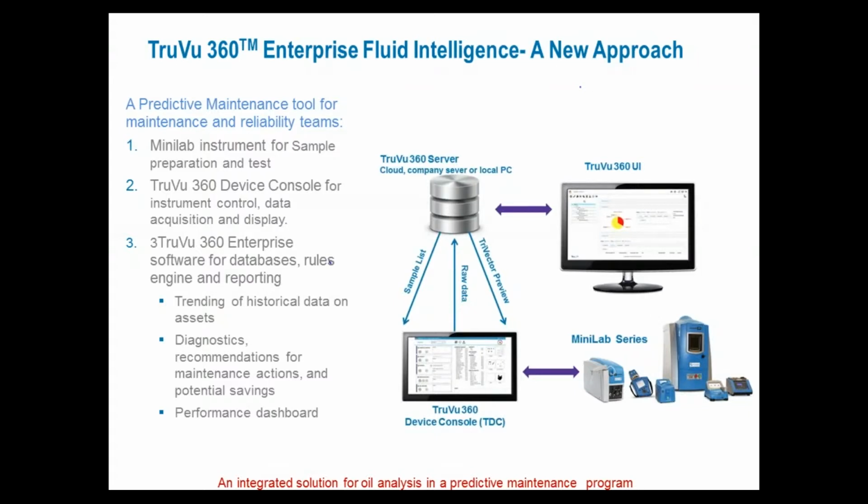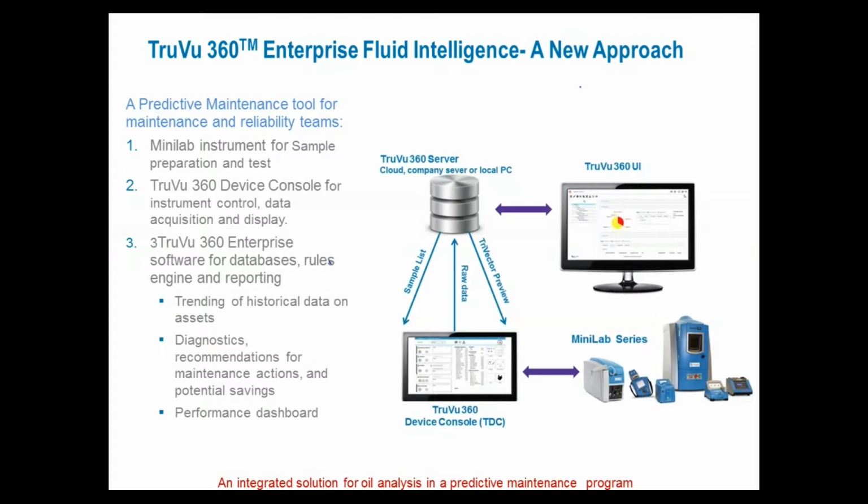Really, essentially, there's three aspects to it. One is the Minilab instrument, where the sample preparation is conducted and then the testing of the samples themselves. To do that, we use what we call a device console. It's TrueView 360 device console, which is for instrument interface, in other words, as well as data acquisition from the instruments, and then the display data. So the Minilab, if you will, is operated by the device console.